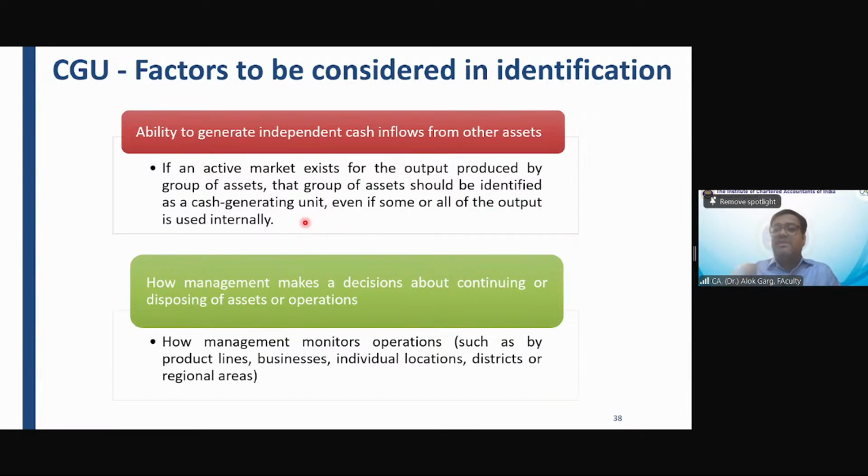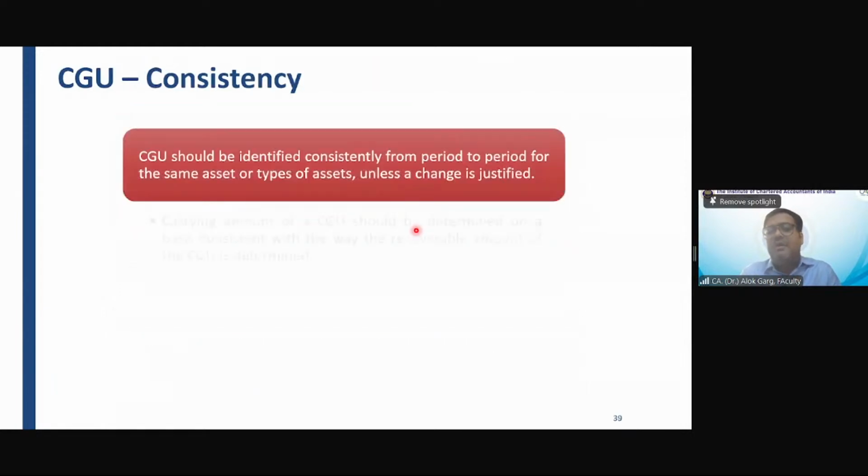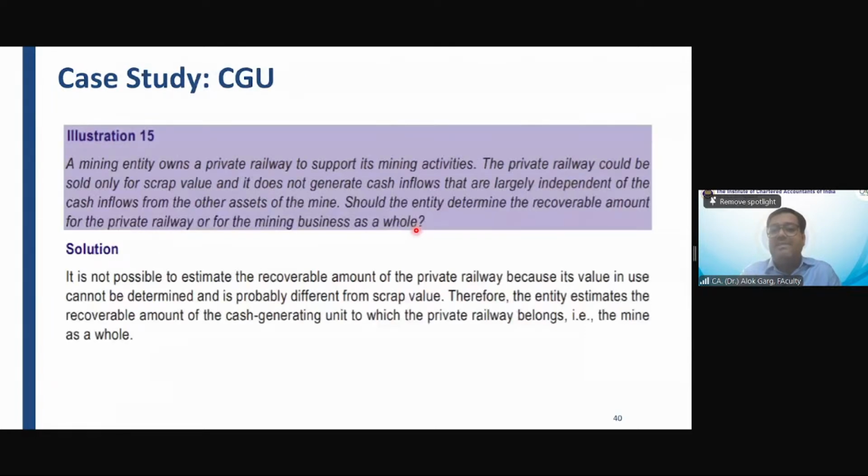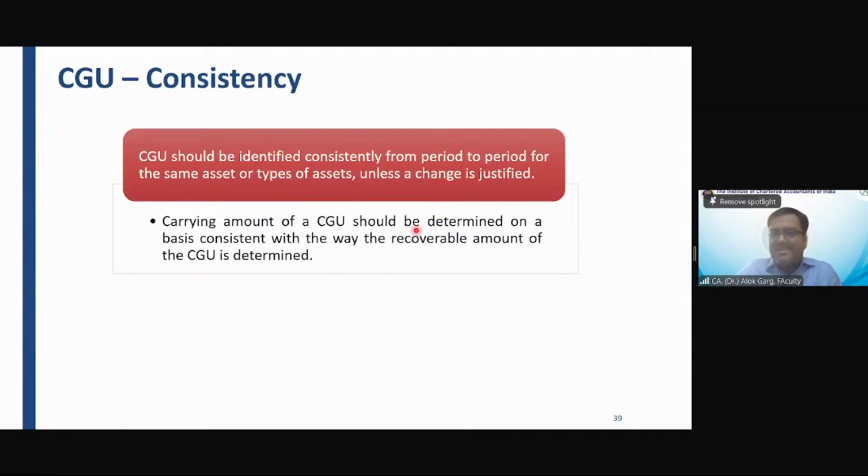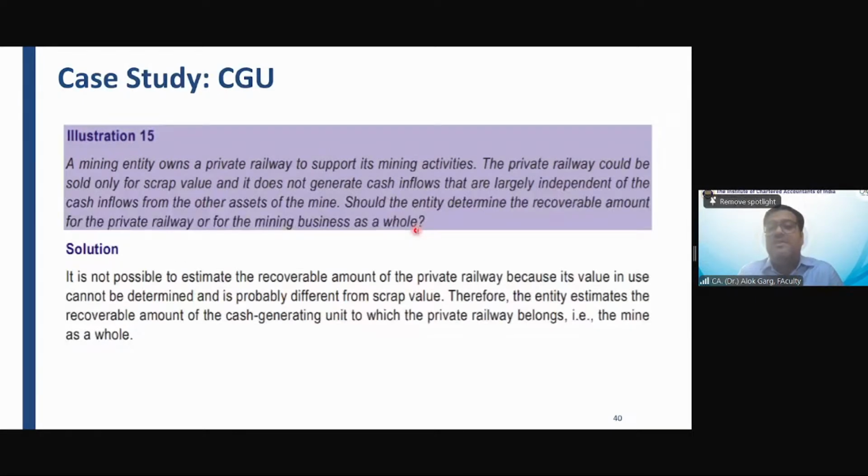So in this case, machine A, machine B, machine C, all these 3 machines, you can compute the recoverable value independently, individually in all those 3 machines. So this is what it talks about. Whenever you are identifying any cash generating unit, it has to be consistent from one period to another. You cannot say that in this year we have five machineries, 5 assets, which is CGU. In the next year, there are 10 assets which will become CGU. It has to be consistent.